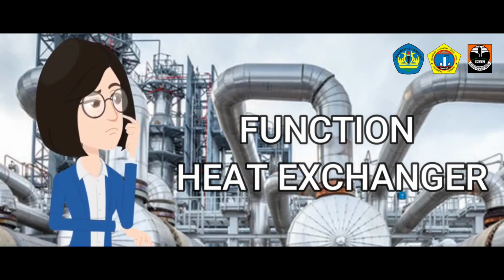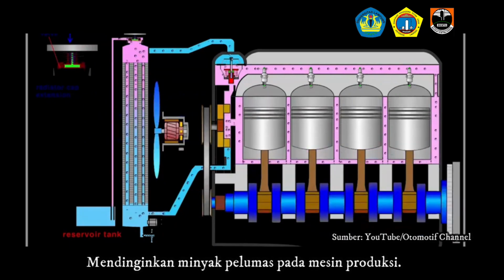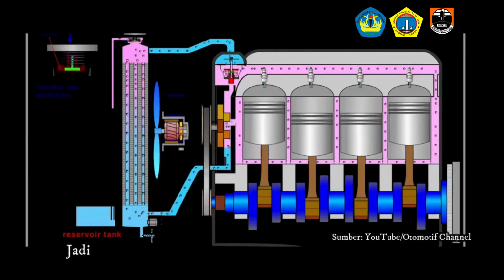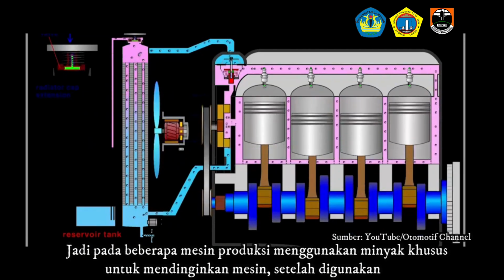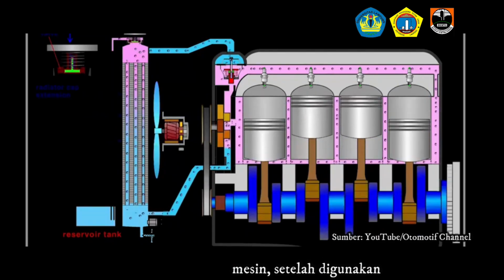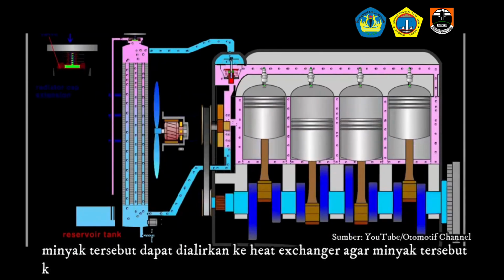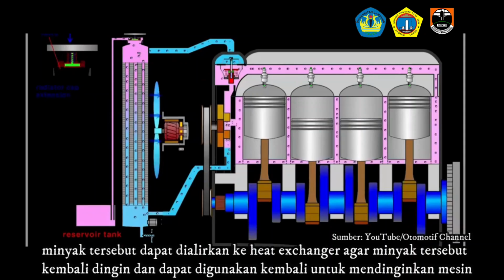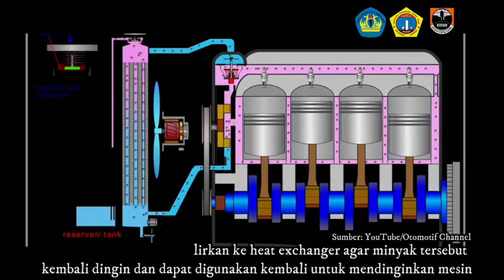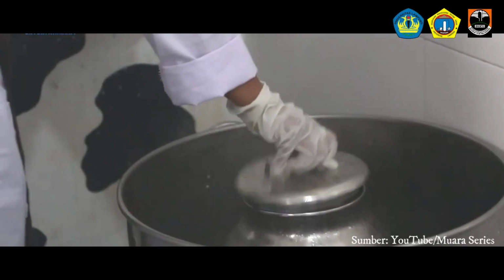What is the function of the heat exchanger? Cooling the lubricating oil in production machines. On some production machines, special oil is used to cool the engine. After use, the oil can be flowed into the heat exchanger so that the oil is cooled again and can be used again to cool the engine.